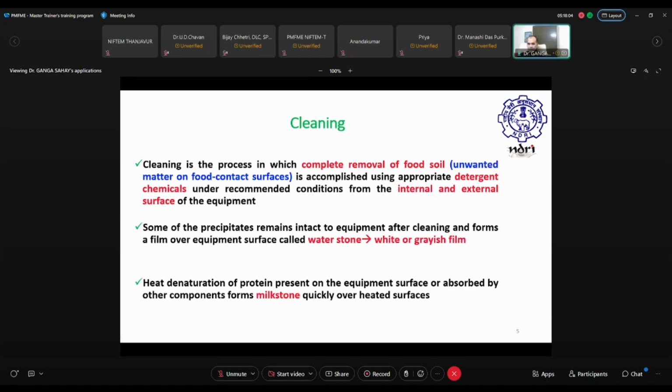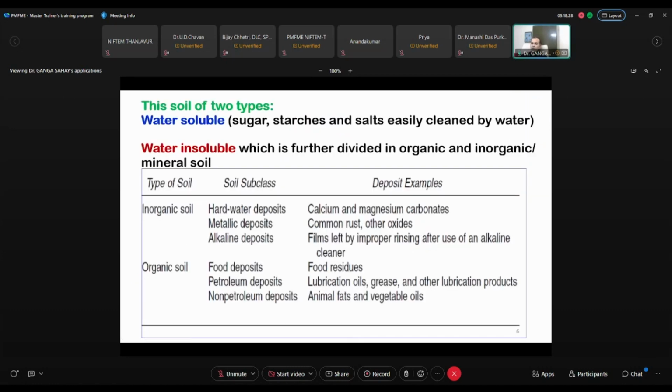Some precipitates remain intact to the equipment surface after cleaning and form a film over the equipment surface that is known as water stone, which is normally a white or grayish film. And heat denaturation of protein present on the equipment surface, or absorbed by other components, forms milk stone quickly over heated surfaces. Okay, so basically these soils can be divided into two types. The first one is water soluble, which contains sugar, starch, and salt, easily cleaned by water. And another one is water insoluble, which is further divided into organic and inorganic soils.